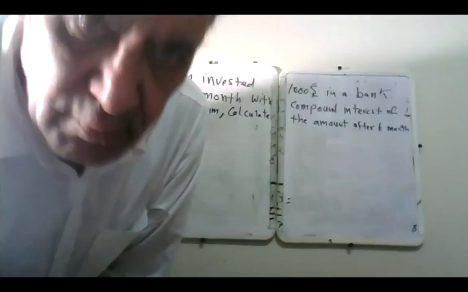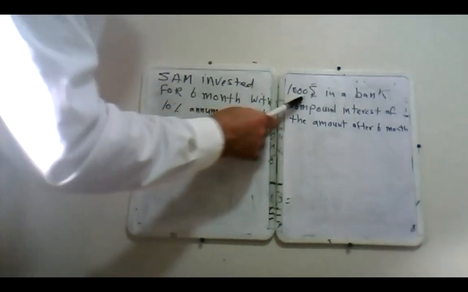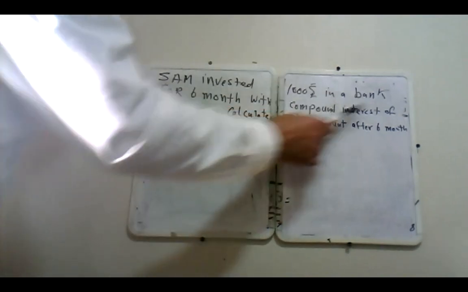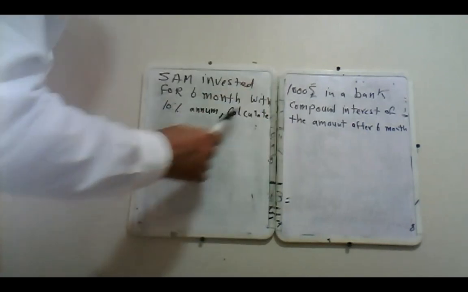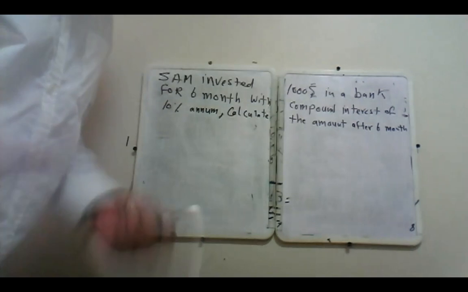Now, here is another example. Sam invested $1,000 in a bank for 6 months with compound interest of 10% per annum. Look at this: this is not simple interest. The previous lesson was simple interest. Calculate the amount after 6 months from now. What you will do is get the future amount.